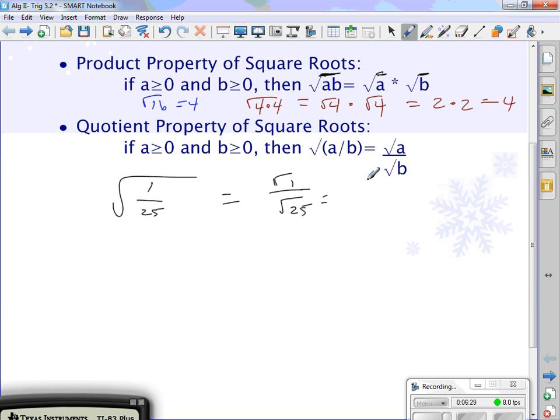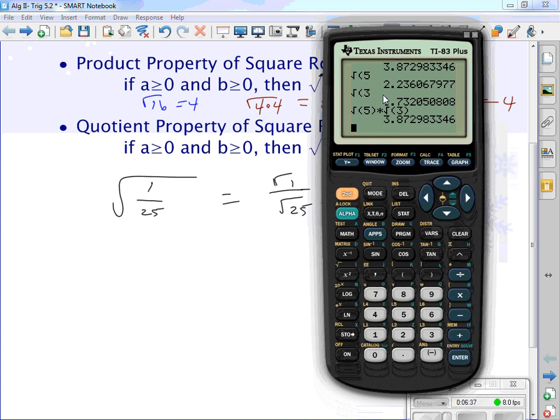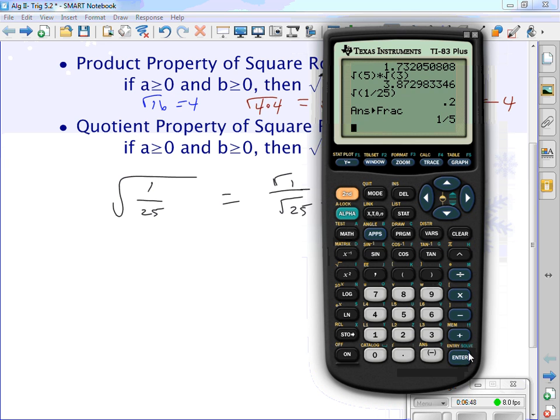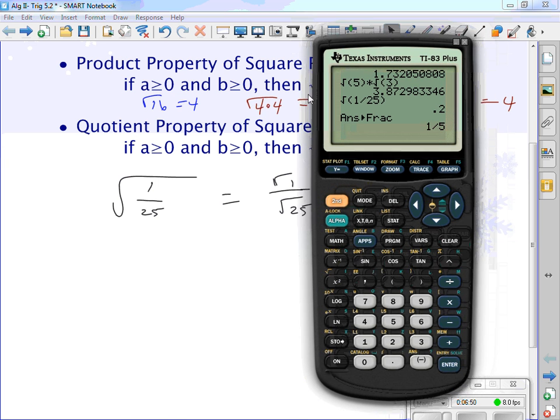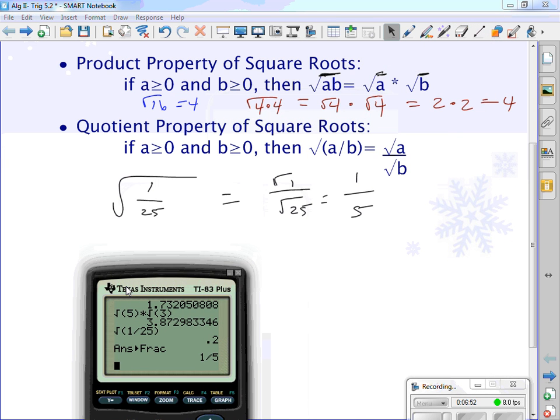What's the square root of 1? 1. What's the square root of 25? So it's 1/5. If I put this in the calculator, square root of 1/25, I get 0.2, which is 1/5. Do you understand how square roots can be broken apart?